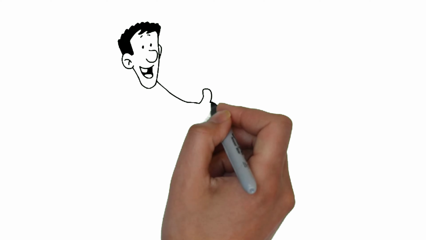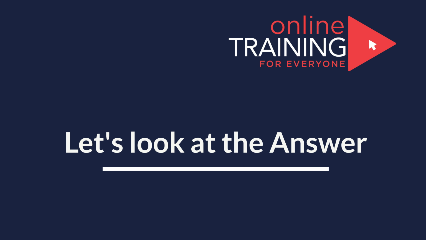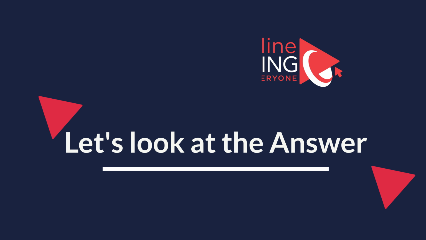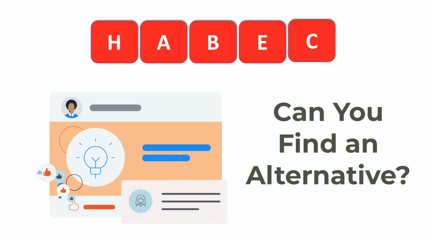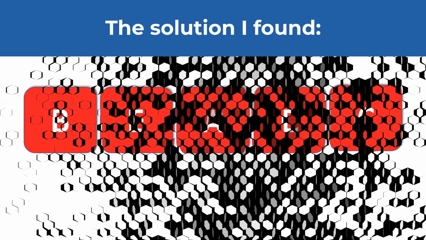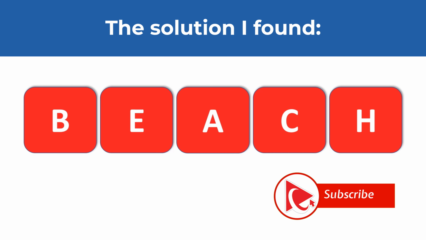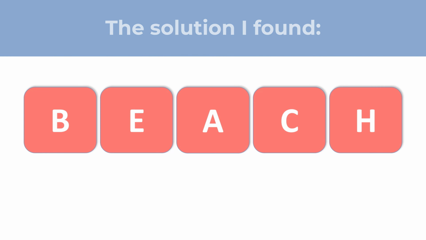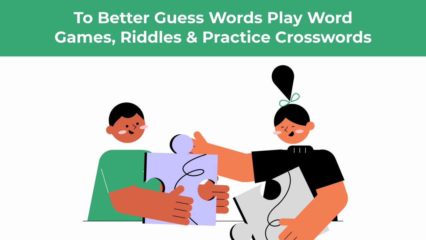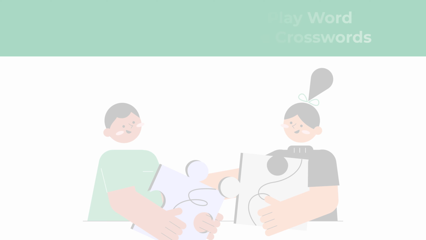Ready or not, I'm going to move forward and share with you my solution. But keep in mind that a lot of times multiple words can be formed, so if you see another word, please make sure to share it in comments. The solution I found is the word beach. Let me spell it for you. B-E-A-C-H. Do you see any other solutions? Make sure to post them in comments. And if you'd like to improve your ability to guess the words, you can play word games, read a lot, and practice crosswords and puzzles.